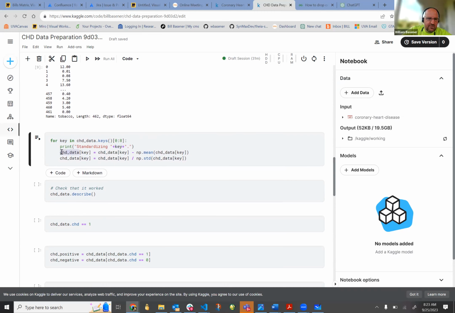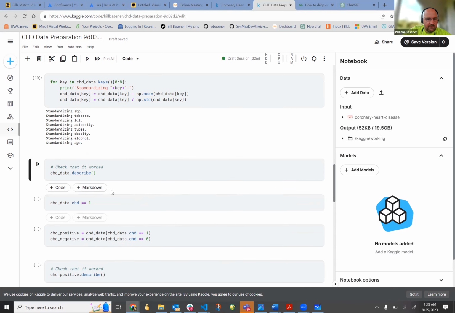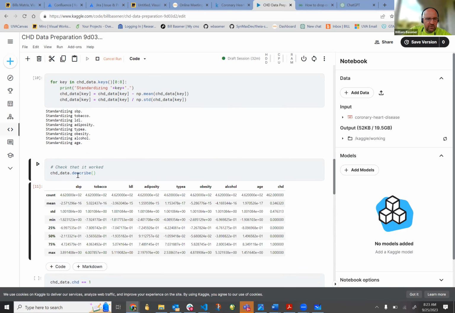Then it pulls the column: you put the key in there and you get this column, and it's equal to itself minus NP mean of itself, so it subtracts off the mean of itself. Then we take the column and set it equal to itself divided by the standard deviation of the column. Let's go ahead and do that. It's really quick, and I like the fact that it prints this so we know for sure that it worked, or that it was at least running. And then we can check that it worked.